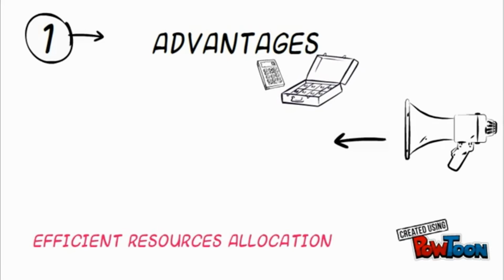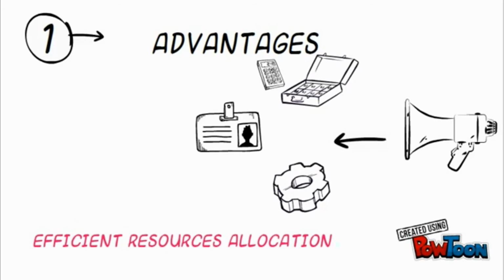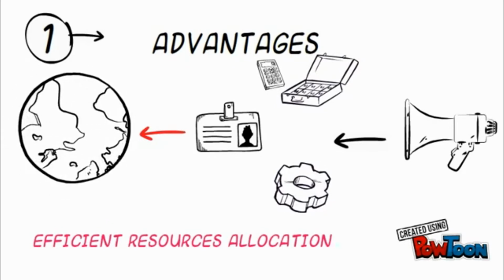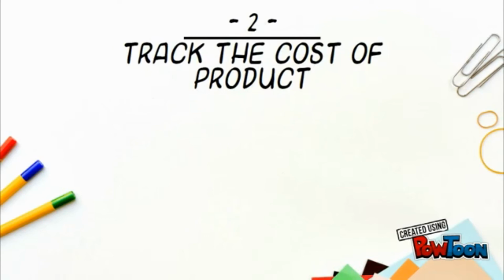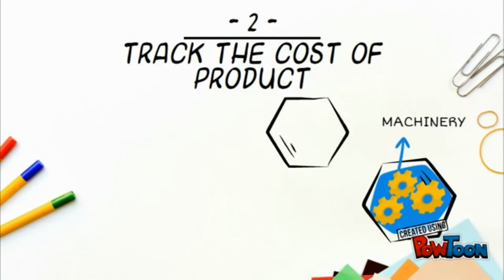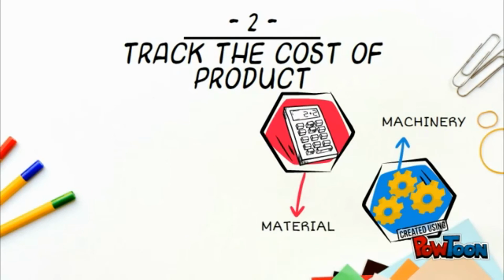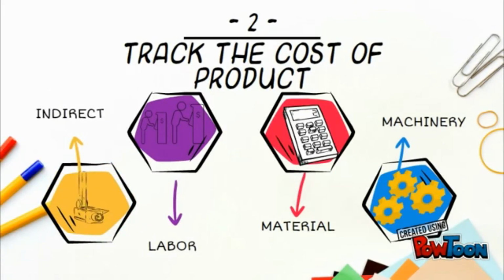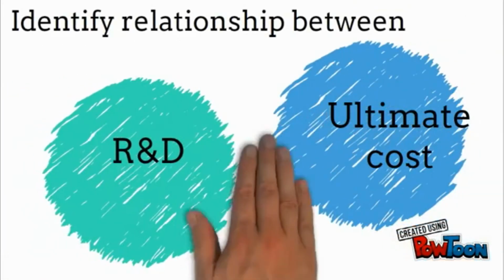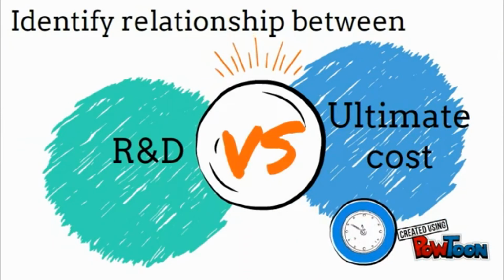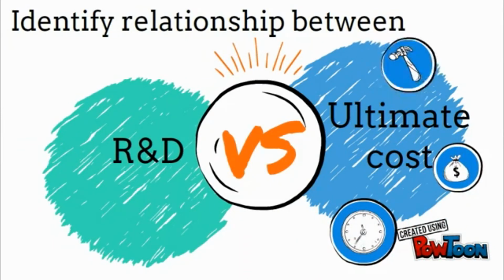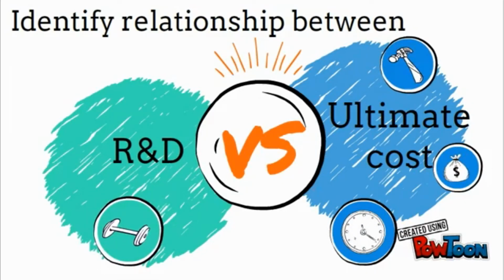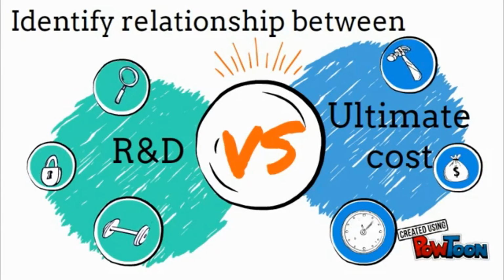Firstly, the firm will be able to identify how to allocate their resources more efficiently, so that the firm can allocate their resources on what is more profitable. Furthermore, the firm will be able to track all the costs incurred during producing the product. This technique will help the firm to identify whether the product is profitable or not. Lastly, the firm can identify the relationship between research and development costs and the ultimate cost, because actually it is hard to understand this relationship.